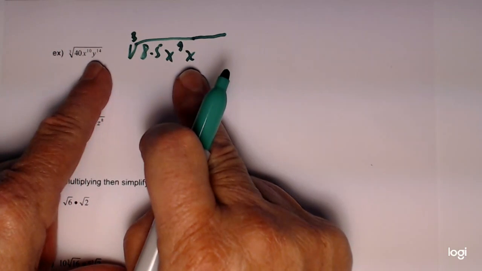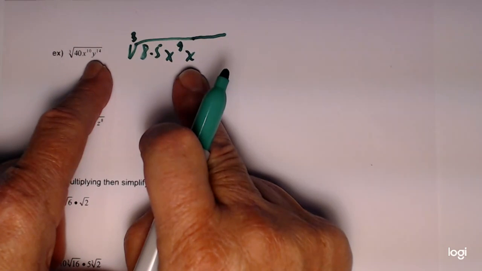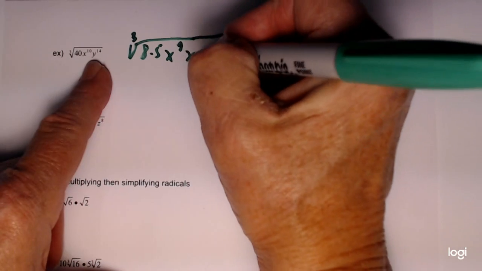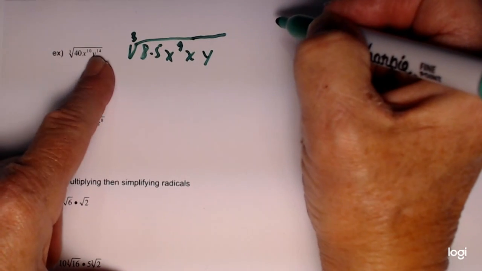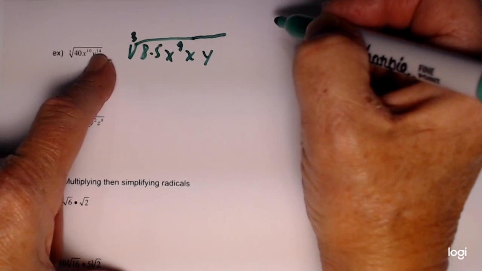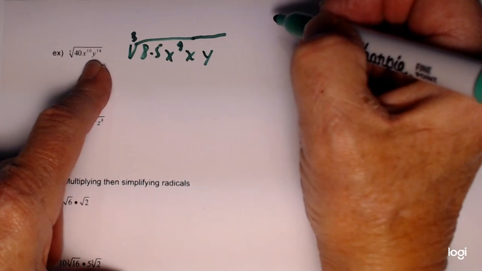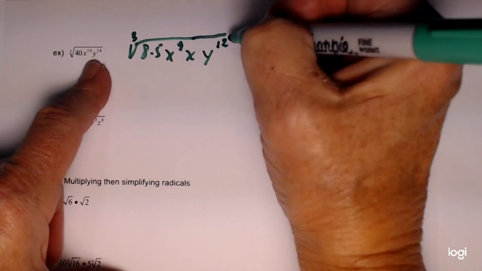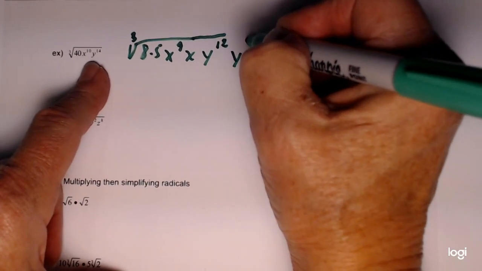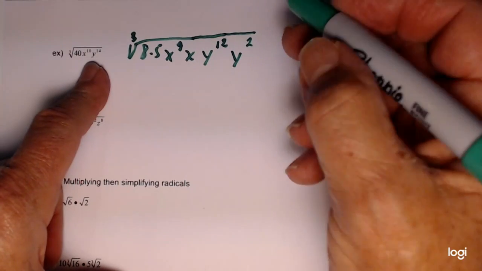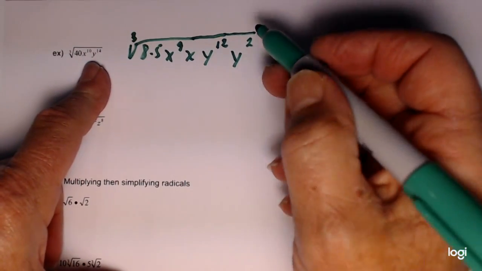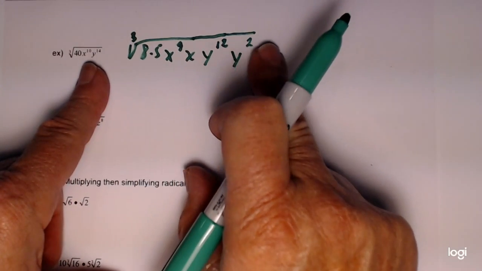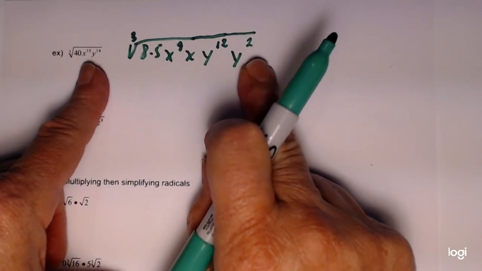Moving on to y to the 14. 14 divided by 3, again, can't be done without a remainder. So let's start to factor. Go down by 1, 13. 13 divided by 3, no. Go down another one, 12. 12 divided by 3, yep. So now we have y squared here because we went down by 2. 14 would be y to the 12 times y to the 2. 12 plus 2 is the 14.